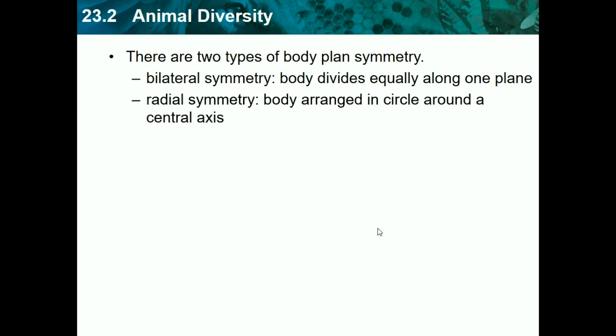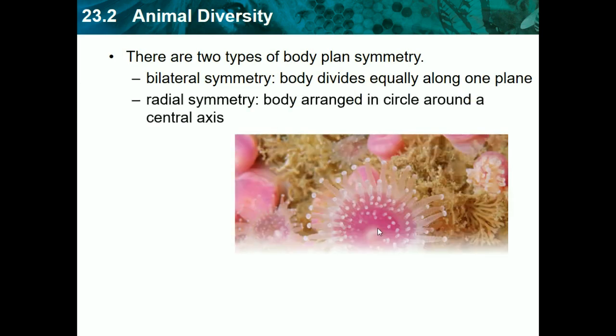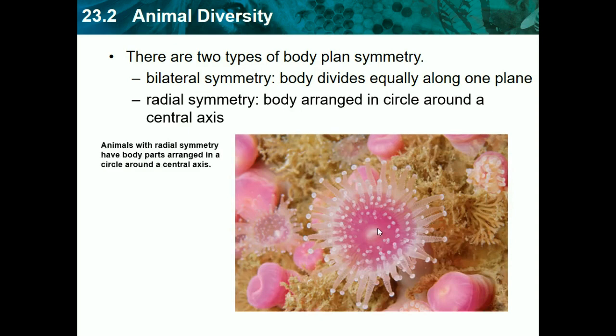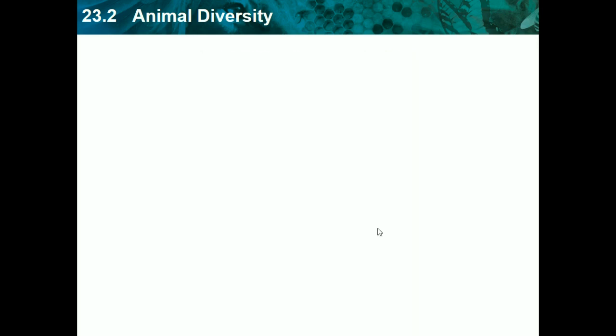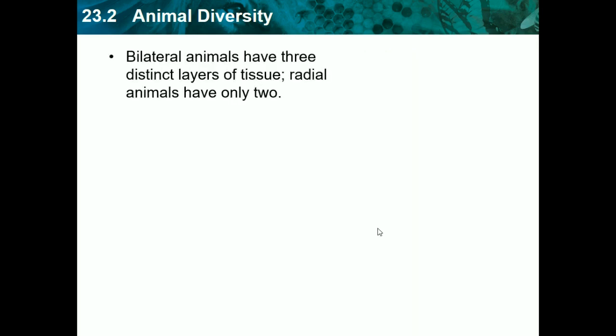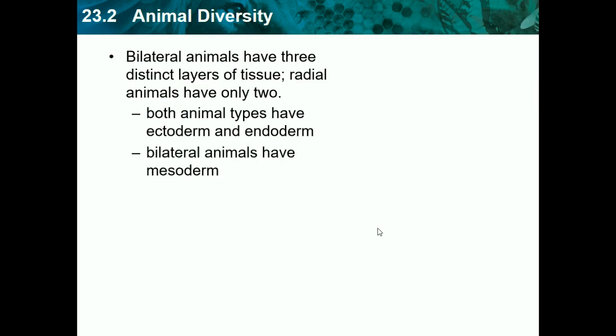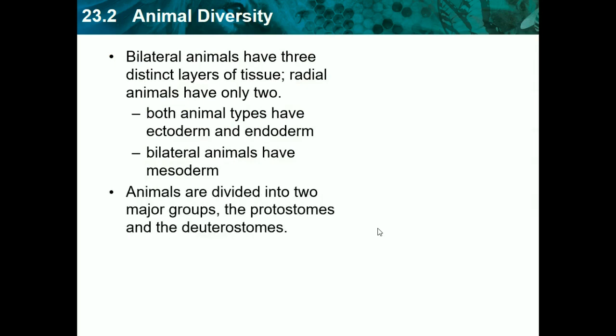And then radial symmetry, where the body arranges in a circle around a central axis. Animals with radial symmetry have body parts arranged in a circle around the central axis, so basically they're circular. Bilateral animals have three distinct layers of tissue. Radial animals have only two. Both animal types have ectoderm and endoderm, so that's basically their skin layers. Bilateral animals have the mesoderm, and animals are divided into two major groups: the protostomes and the deuterostomes.